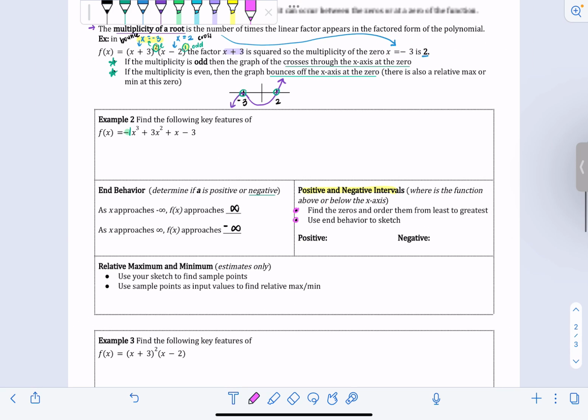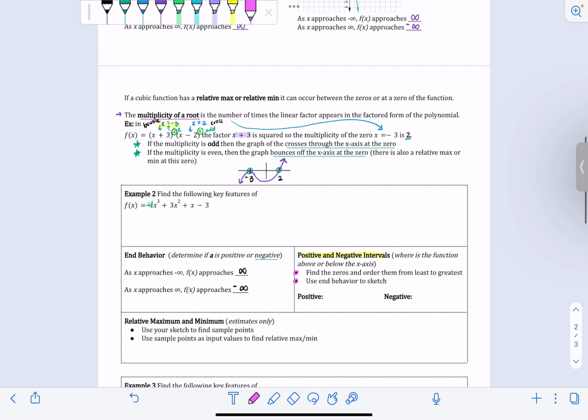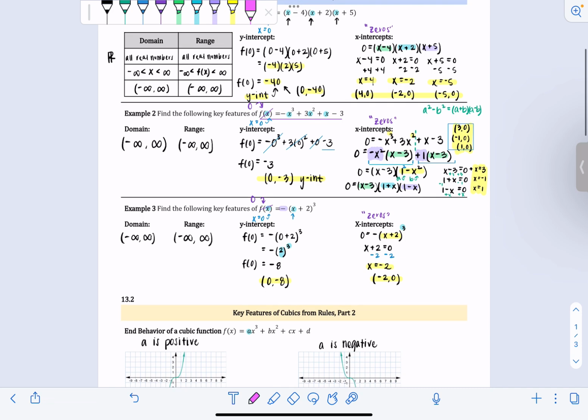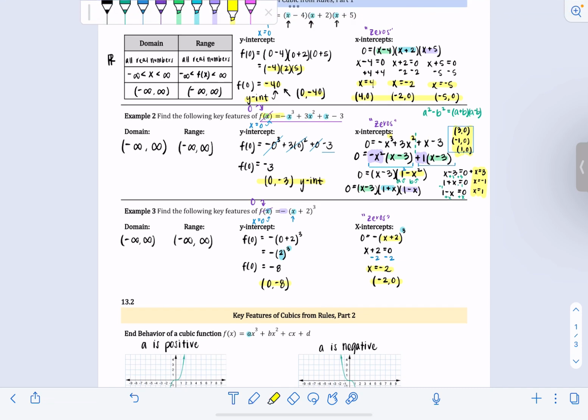So this was example 2 from the first part of the notes. The same exact function up here: f of x equals -x cubed plus 3x squared plus x minus 3. We already found the zeros there. It was these. So we're not going to do all that factoring work again. We're just going to take that same information. So x equals 3 and then -1 and +1.